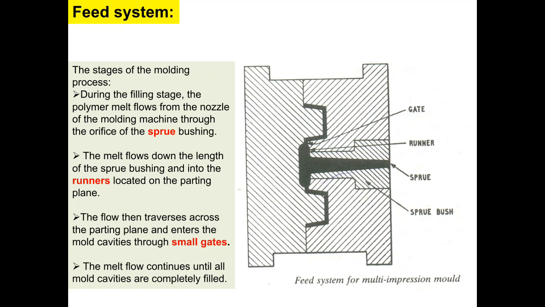So the stages of this molding process. During the filling stage, the polymer melt flows from the nozzle of the molding machine through the orifice of the sprue bushing. The melt flows down the length of the sprue bushing and into the runners located on the parting plane. The flow then traverses across the parting lines and enters the mold cavities through small gates. So the gate is the actual entry point of the melt into the impression.